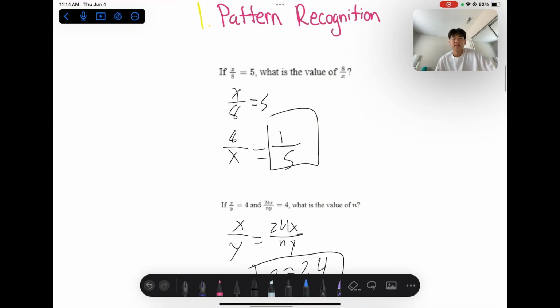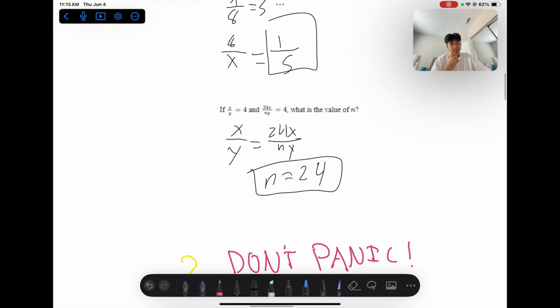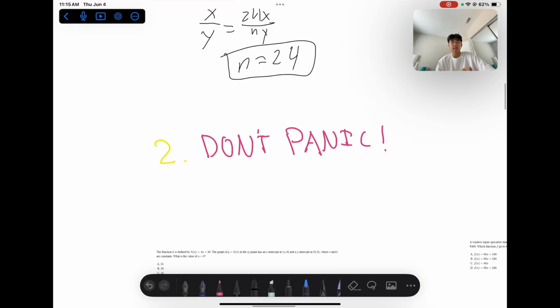For pattern recognition, it's not absolutely necessary, but it will save you a lot of time on the first few questions of the module. And with that saved time, you could use it to solve the more complicated, harder problems that appear towards the end of each module. So yeah, the next thing I'd like to go over is why you shouldn't panic on the SAT.